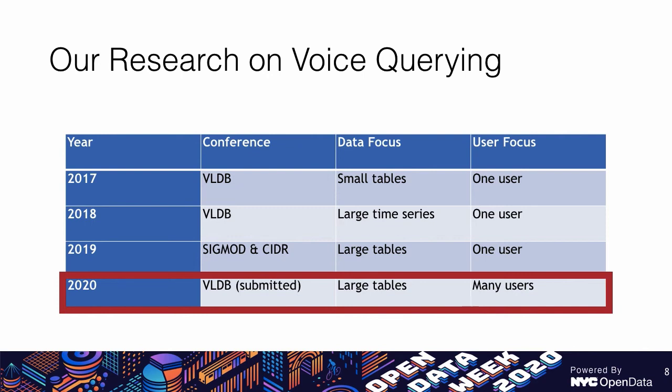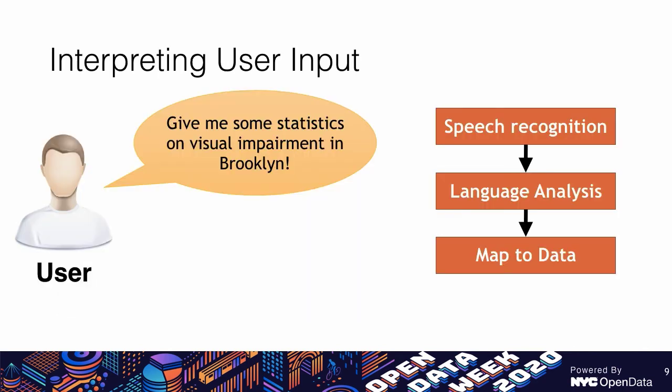All right. So, the user might say something such as, "Give me some statistics on visual impairment in Brooklyn." And then the first thing that we need to do is to understand what the user is referring to. And that is already quite challenging, of course, because first of all, we need to have speech recognition in order to translate what the user tells us into text. And furthermore, we need to translate this input text into a more formal description, which tells us which data the user is actually interested in.